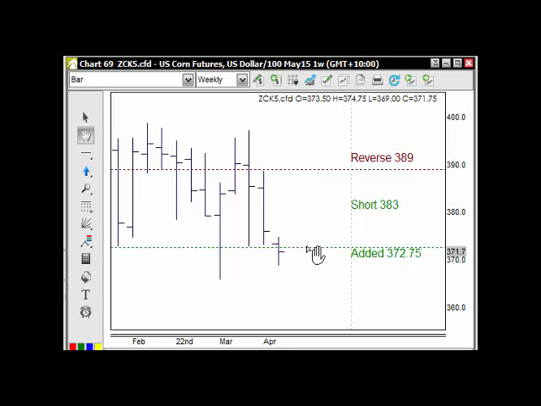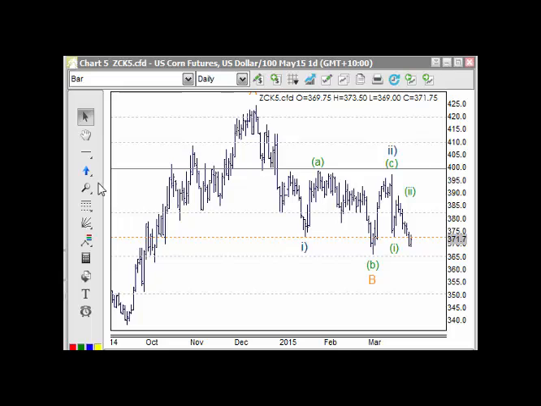Look, anyway, in this case here, we're short at 383. We've added at 372.75. I know 372 is going to give us some support here, and we can get a bounce off here and all the rest of it. So we've got some grief to work through here, but that's okay.